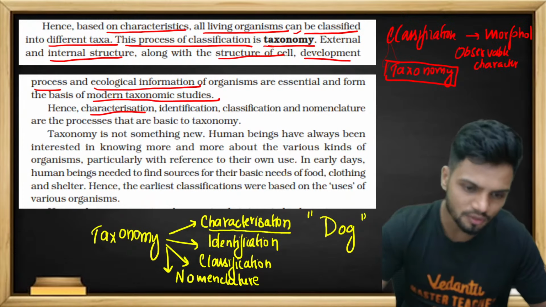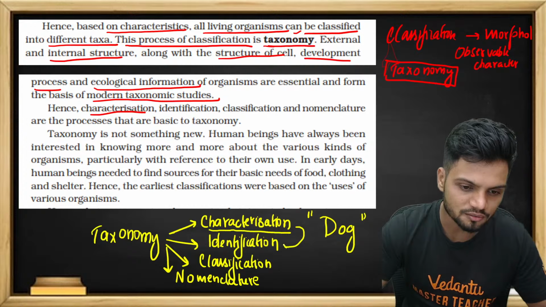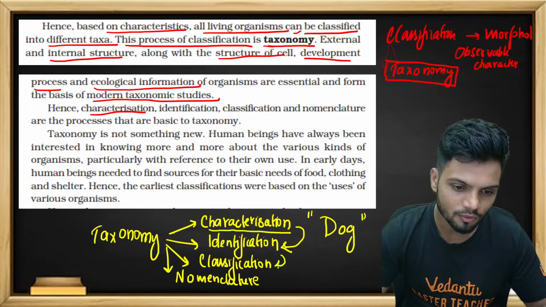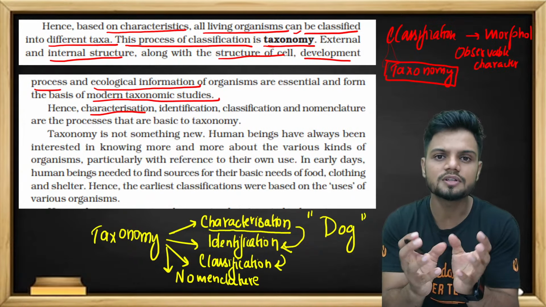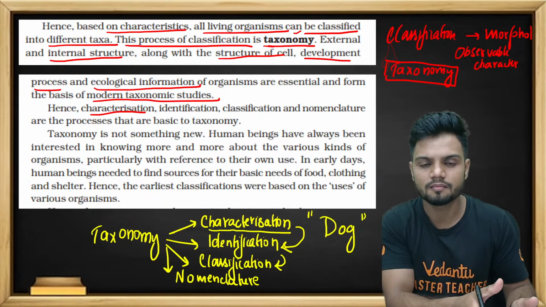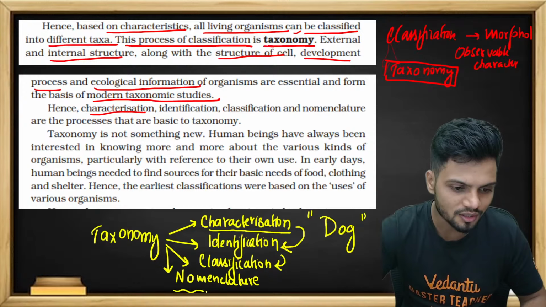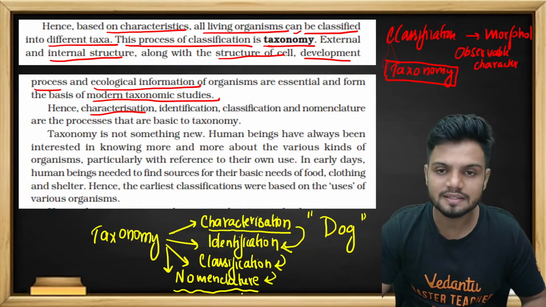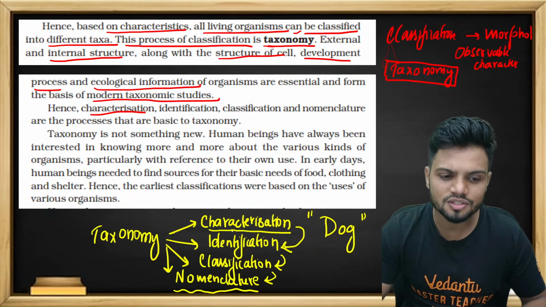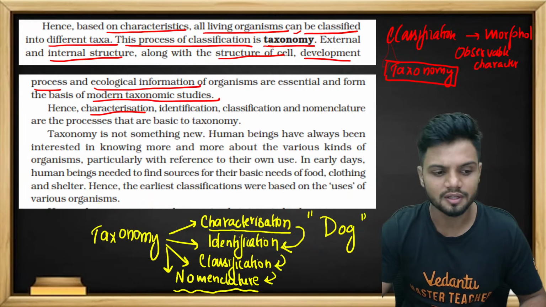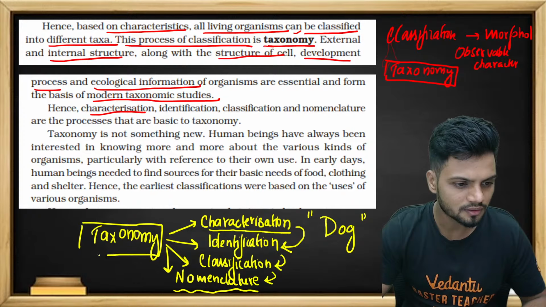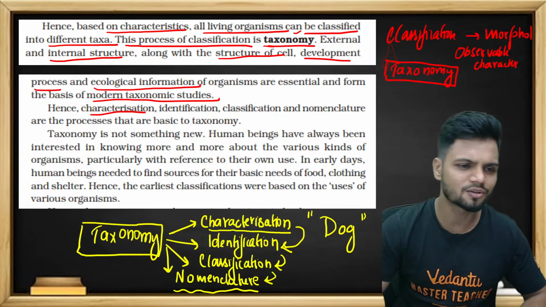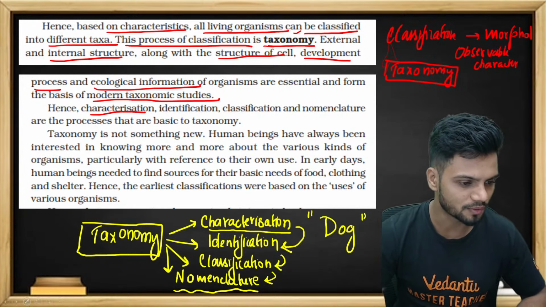Once you know the characters, what is the next thing you do? Then you do identification. You identify, okay, this is a dog. Then you do classification. What is classification? You look at morphological features and classify into dogs. Then you give a nomenclature. What is nomenclature? You give it a scientific name. So one by one you go through every single step. When you do all of this, characterization, identification, classification, nomenclature, the entire thing is called taxonomy. Very easy to understand. That's all taxonomy is.